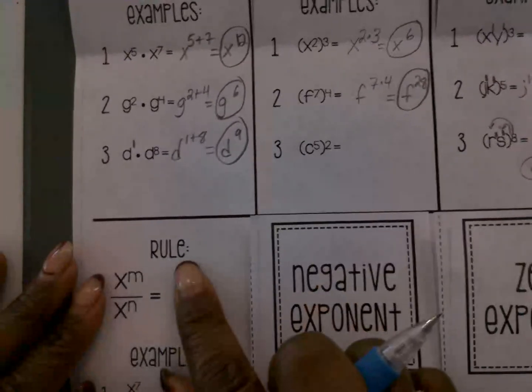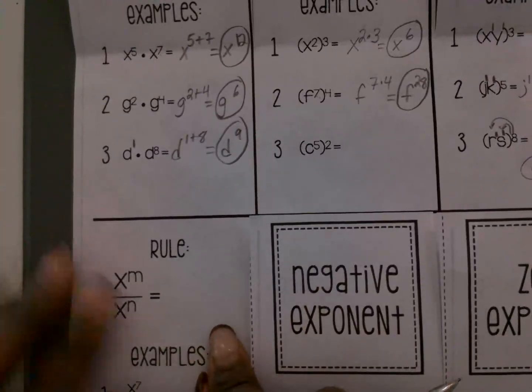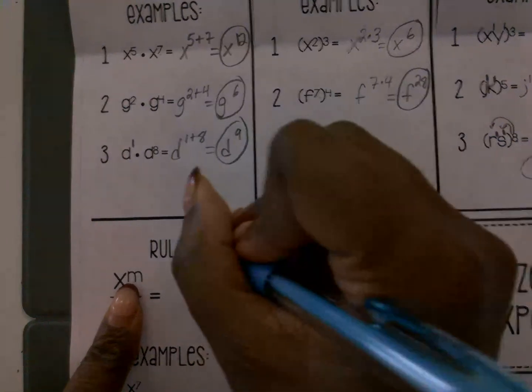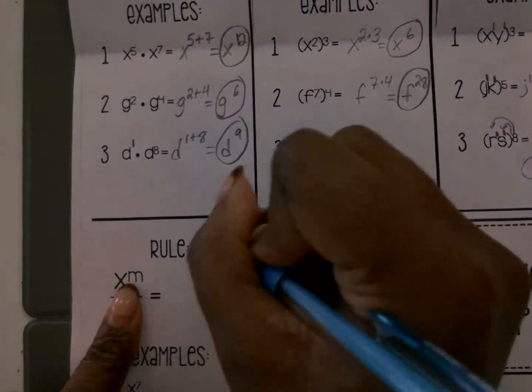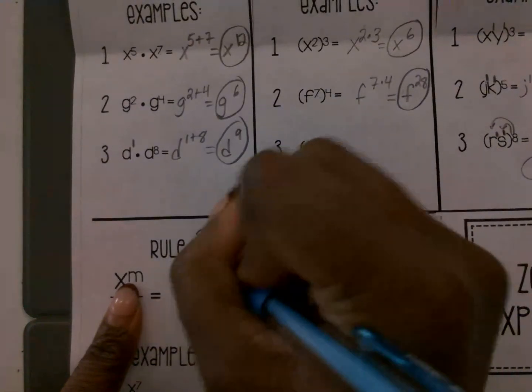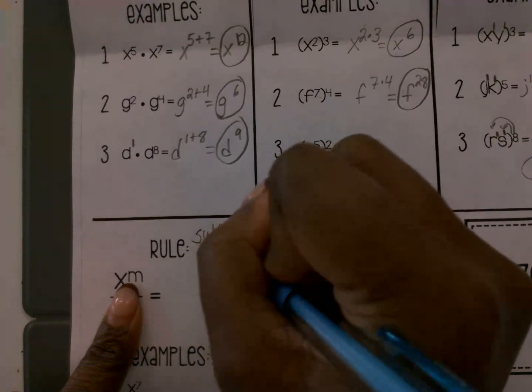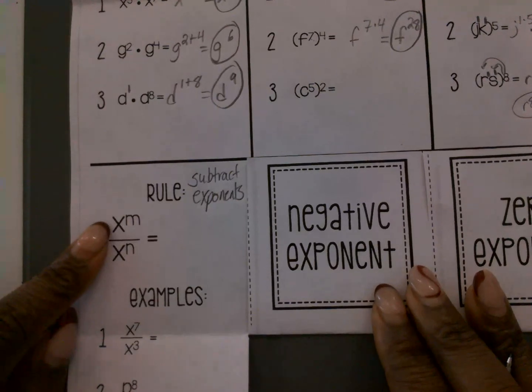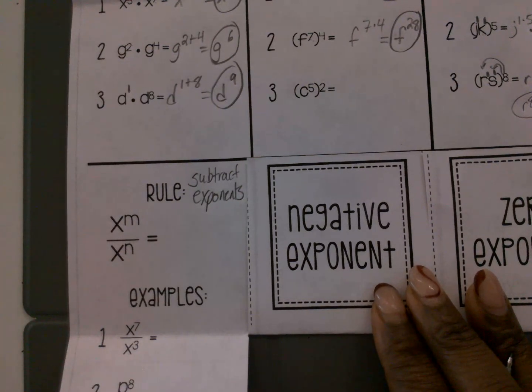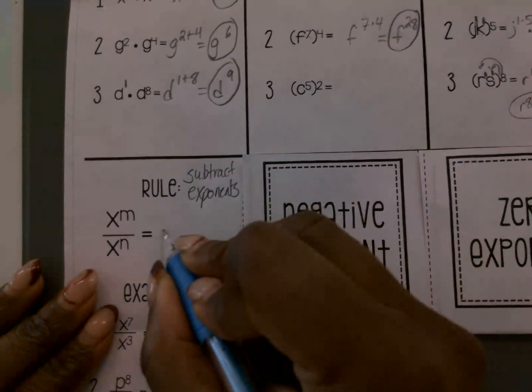All right, division. You subtract the exponents. When you subtract exponents, top exponent minus the bottom exponent.